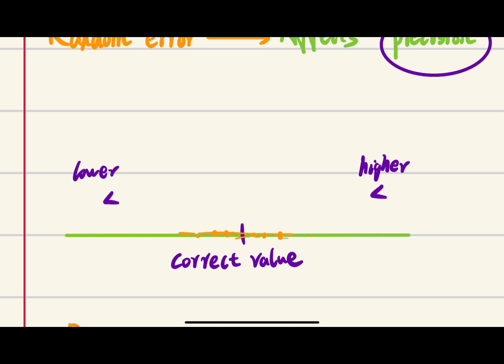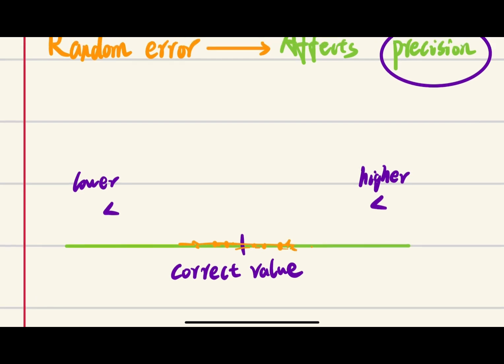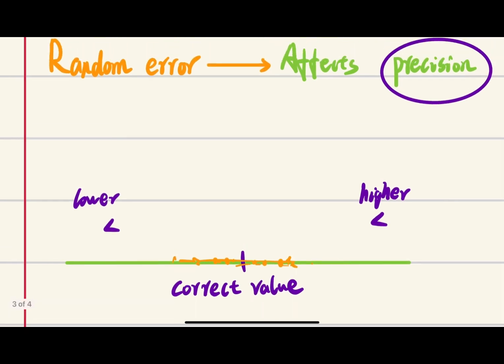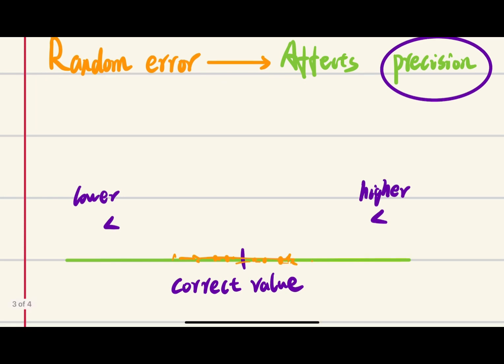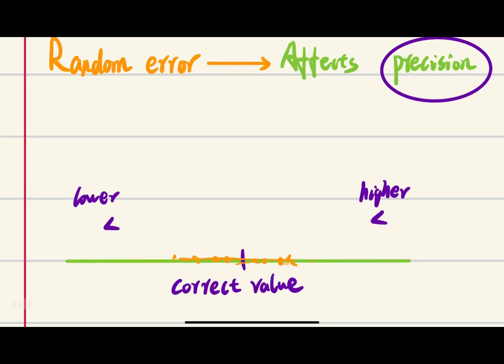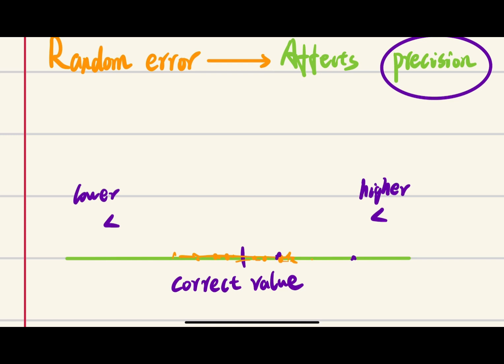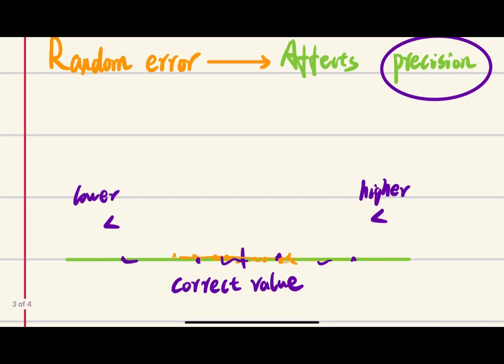So it might be higher or lower, it's completely random. And that's why it affects your precision, because precision is the consistency of your data. It's how close your values are. So if you're having a really huge random error, it means that in the first case your value is here, and the second one is here, and here, and here, and here. So your values are really spread out, because with random error you don't know whether the next measurement is higher or lower. You don't know. So that will affect your precision, the consistency of your data.